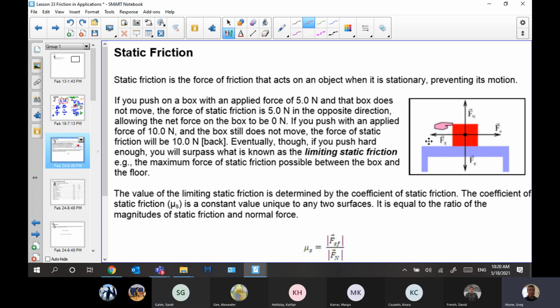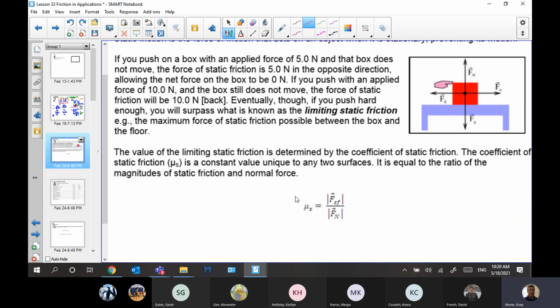So you got a block sitting on a table here, and this F_s represents the static friction. And they're saying, you push with 5 newtons, it doesn't move. Static force is 5 newtons in the opposite direction, giving you a net force of 0, no acceleration, right? If you push with 10 newtons, still doesn't move. Then you have 10 newtons back. Eventually, if you push hard enough, you're going to start to get it to go. And when you get to that limiting static friction value, that's the value we're talking about.